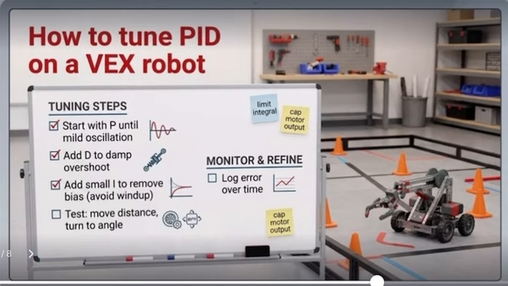So as you can see in the steps, this is how you would do it. You start with P until mild oscillation. So you want oscillation to a very minimum. Then you want to do your D to damp overshoot. What that means is it's okay if it like overshoots by like a centimeter or a little less. And now the last thing you want to do is add small I to remove windup. Now, to test this, you want to move some distance and you want to turn some angle. So what that means is you want to move forward for your P and you want to turn a certain angle for your D. And that's how you're gonna basically measure that.